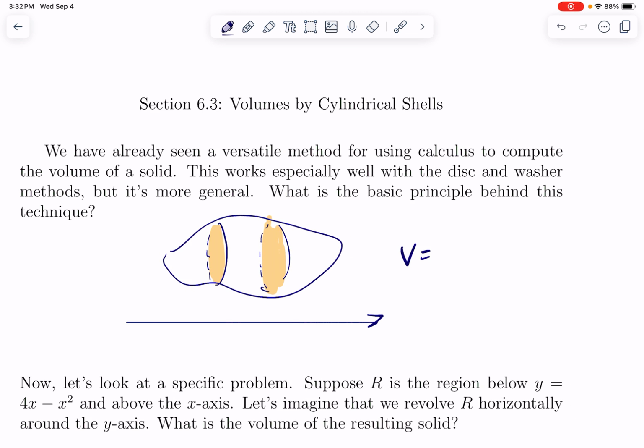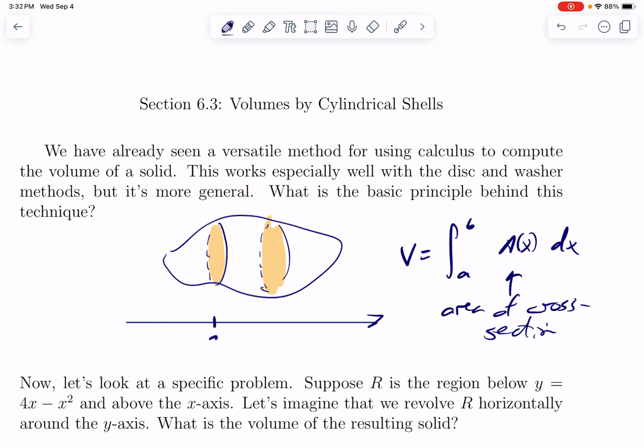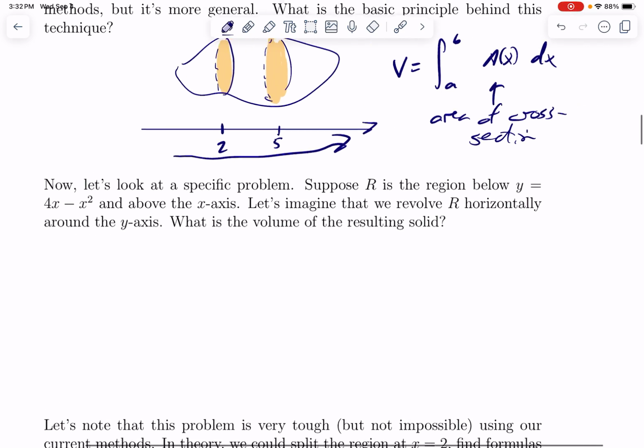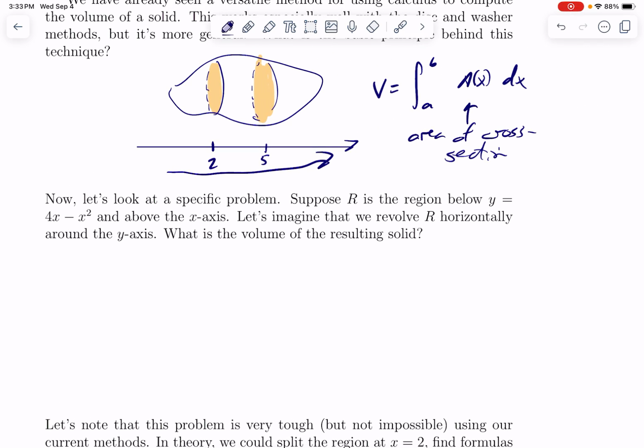But volume is going to be the definite integral of this function that measures area of the cross sections. And it's a cross section at each x. Maybe here's the area at 2, here's the area at 5, and we're just going across, integrating this function that is keeping track of all of the different areas as we go. That's the general principle that we have used. Maybe we have disks or washers, maybe it's something else, but you just figure out that area function and integrate it. Now, let's look at a problem that maybe isn't so great with this.